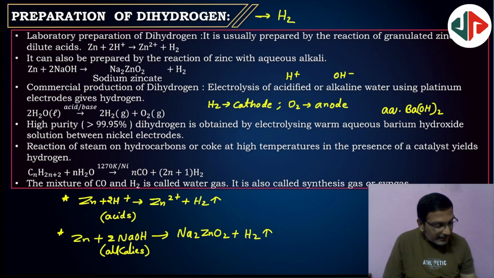Next, reaction of steam on hydrocarbons or coke. Coke means a form of carbon, an allotropic form of carbon. At high temperature in the presence of catalyst gives hydrogen. This is the basic skeleton. CnH2n+2, hydrocarbon, plus H2O. H2O means here steam. At 1270 kelvins in the presence of nickel catalyst can give H2 gas.